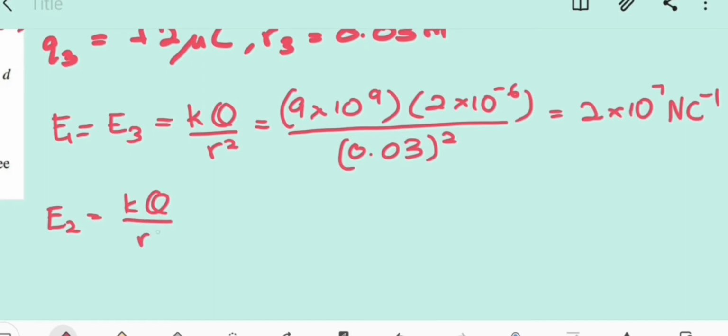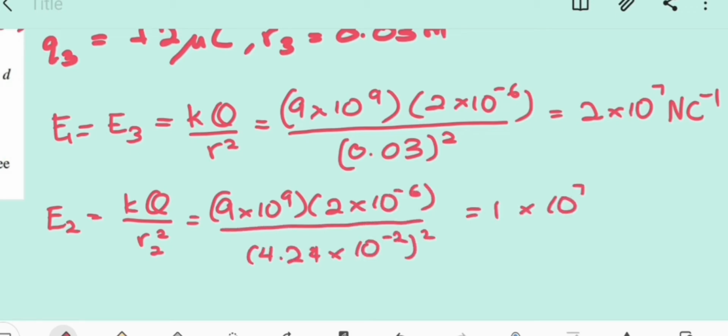Now let's do the calculation for E2. kQ over R squared, but this time it is R2. Substitute the values. So E2 is 1 times 10 to the power of 7 Newton per Coulomb.